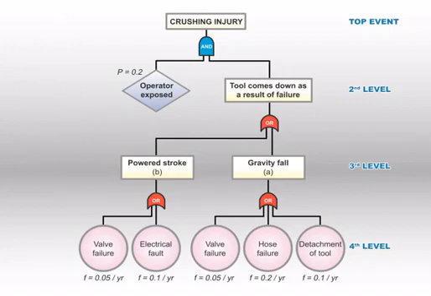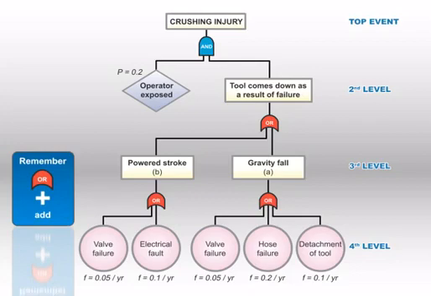Let's start with calculating the frequency of the gravity fall and the powered stroke occurring from the information we have been given about the fourth level events. The frequency of the powered stroke occurring can be calculated by adding together the frequencies of valve failure and electrical fault occurring. The frequency of the fall due to gravity occurring can be calculated by adding together the frequencies of valve failure, hose failure, and detachment of the tool.